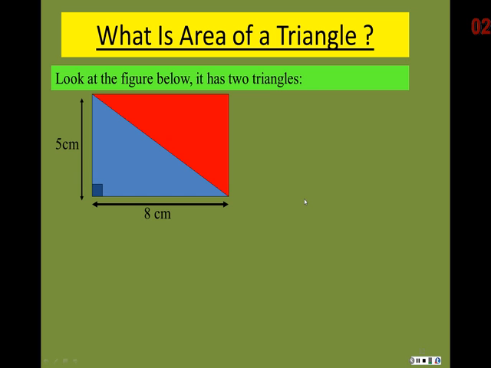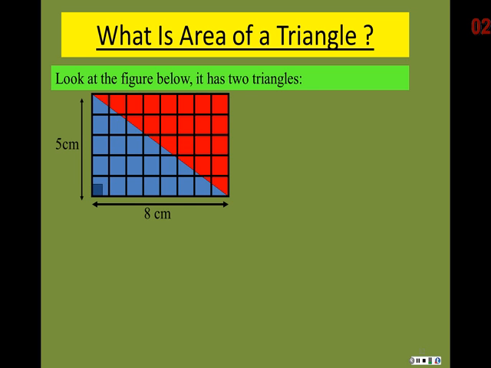Basically, in any rectangle, I can break out triangles. So this is how we get that formula for the area of a triangle. I could take two like triangles, combine them, and get one rectangle. So what would be the area of this rectangle? 40 what? 40 centimeters what? Squared, okay?